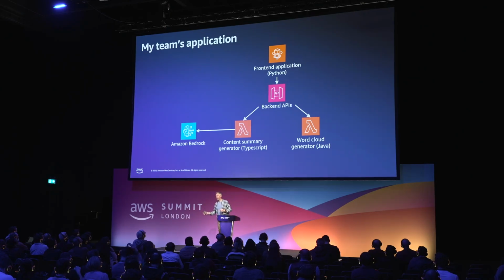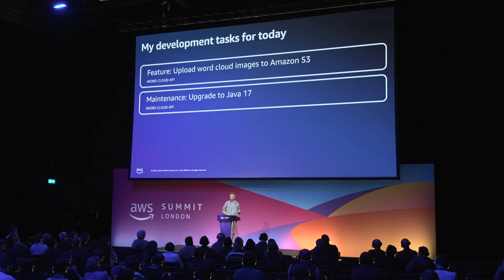But what we're going to focus on today is the word cloud generator, the Java app, just in the bottom right-hand corner. I could zoom into any of these three, but I'm going to pick that one today to talk about how we can use Amazon Q to improve it. My lead developer tells me there's a couple of issues that need addressing. So there are two tasks I'm going to look at today. We need to upload word cloud images to Amazon S3, and then there's a maintenance task that I need to take on with this application as well.